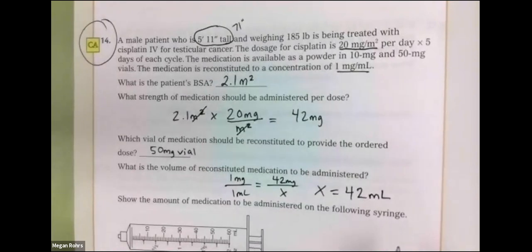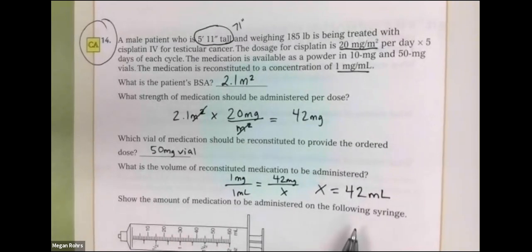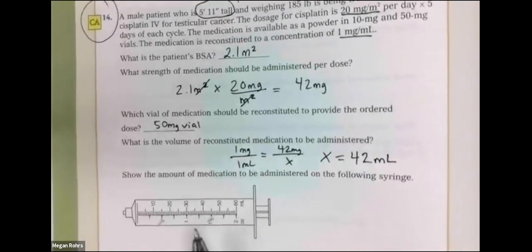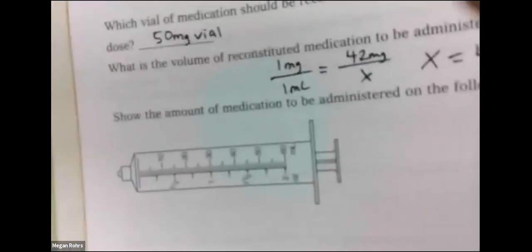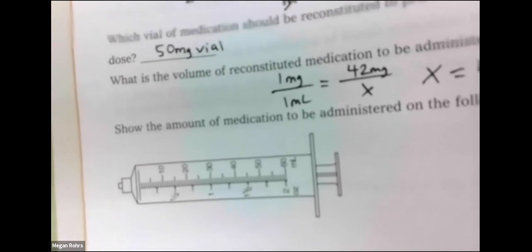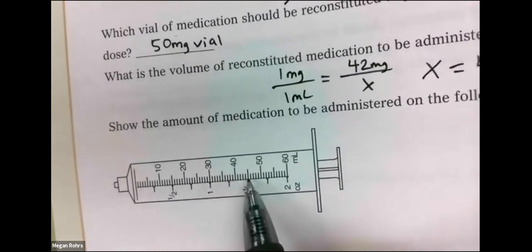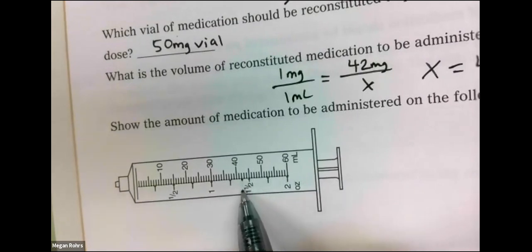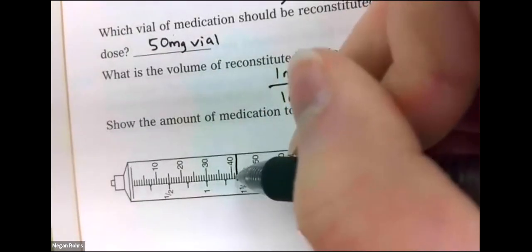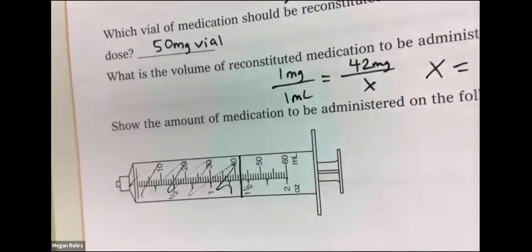Now, show the amount of medication to be administered on the following syringe. So once again, in your assignment, if it has you draw on syringes, you don't have to do this, but just to take a look at this syringe, we have a 60 mL syringe, and we need to draw up 42 mL. So 45 would be right here in the middle. So 41, 42 would be at that second mark there after 40. So that would be where our solution would be drawn up to.